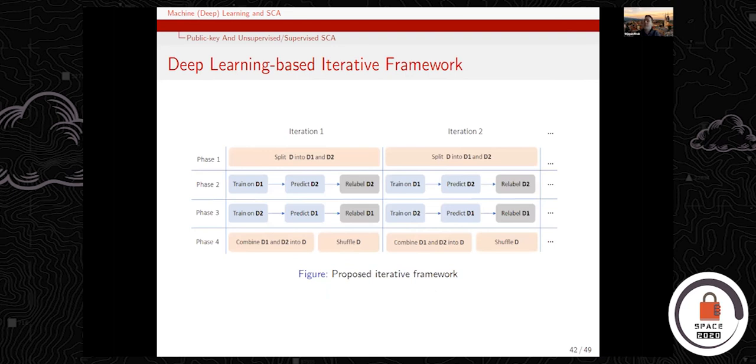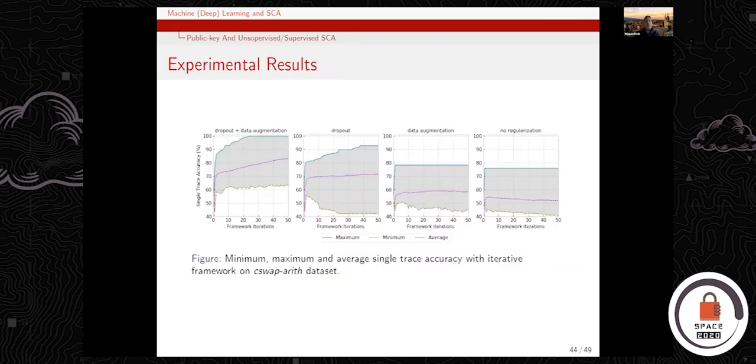What do we do? Well, we use deep learning. Why? Because deep learning is also known to deal with noise well. So we take our data set and divide it into two parts. We train on one part, we predict the other part, and we relabel the other part based on what our neural network said. What do we do next? We train on that other part, we predict the first part, and we relabel the first part. Then we combine those parts, shuffle, and repeat. That's why we call this setup an iterative framework. And this training and prediction is based on deep learning, a convolutional neural network. How many times do we need to repeat this? Well, it depends. The more noise you have, the less successful the horizontal attack, so probably you will need to repeat it longer. But what kind of results can we get?